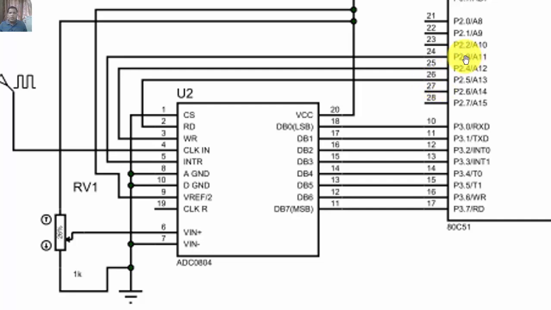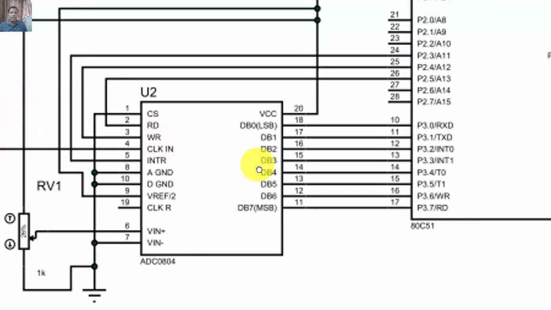Then the P2.3 pin is connected as INTR, P2.4 pin is connected as WR bar, and P2.5 is connected as RD bar, right? So first I enable the chip select, then the WR bar signal followed by RD bar, and the INTR bar I am waiting for here, right? And the clock information is provided. The clock input is supplied through the external clock here, right?